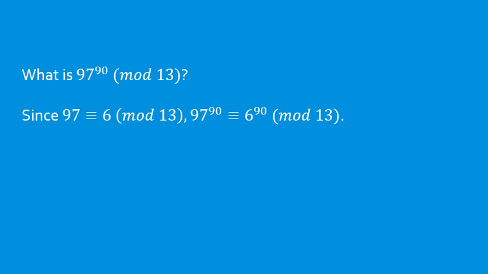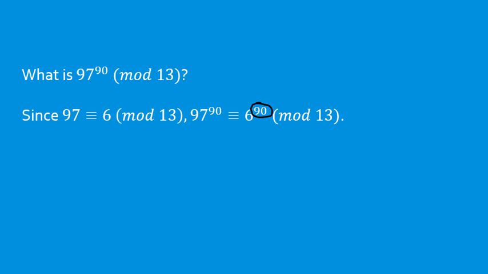Yes, 6 raised to the 90th power is still going to be a very, very large number. However, it is significantly smaller than 97 raised to the 90th power. So already we're taking our number down a lot, but unfortunately it is still very large. So we do have to do some work with this guy here. So once you've taken the modulo of your base, you'll then be working with the exponent. In this case, the 90 here.